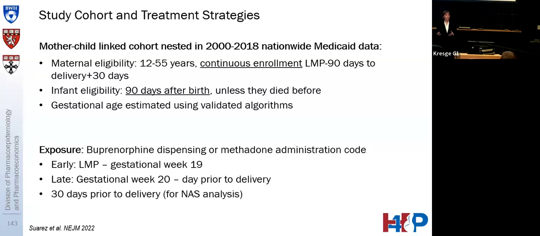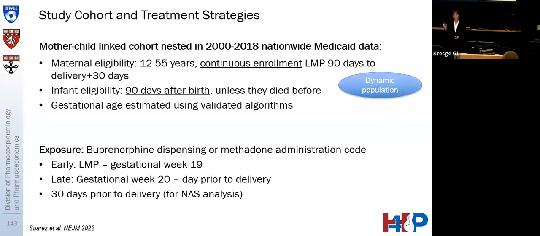So we started with the mother-infant linked cohort, which was nested in nationwide Medicaid data, and we had data from 2000 to 2018. And for the mothers, we required that they were continuously enrolled from 3 months before the start of pregnancy until 1 month after delivery. For the infants, we required them to be eligible for Medicaid for the first 90 days after birth.